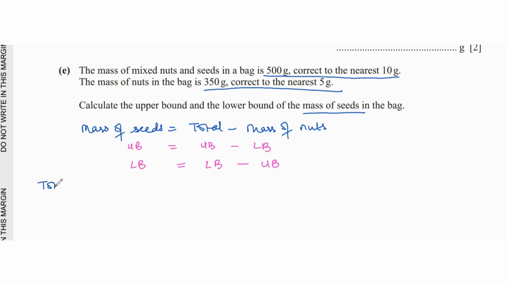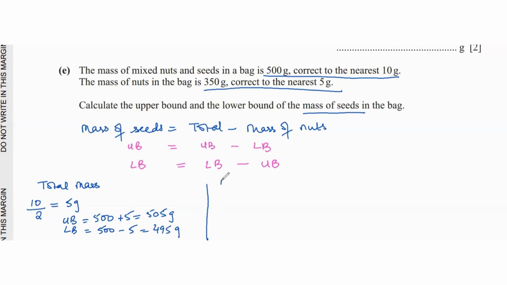For total mass, your degree of accuracy is 10. So you'll first divide the degree of accuracy by 2, which is 5 grams. For the upper bound, we will add 5 to 500, which gives us 505 grams. And for the lower bound, we will subtract 5 from 500, which will give us 495 grams. These are your upper and lower bounds for the total mass.